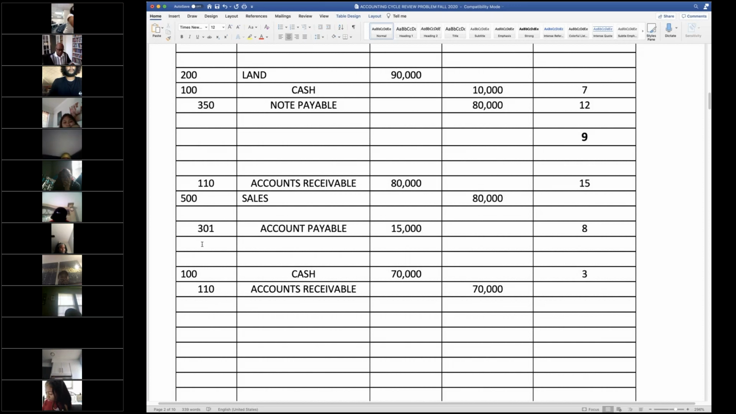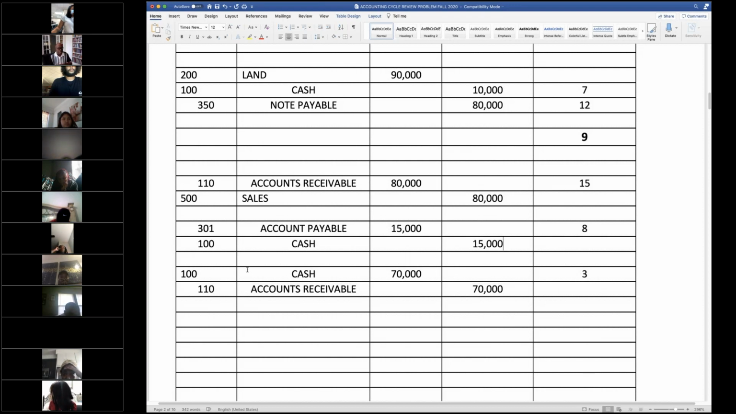The question is cash. So to me, if you collect something that's accounts receivable, right? Correct. So that means you're gonna debit cash, because you're collecting it, it's yours. So that's gonna be 70,000 debited to cash. Then you're gonna credit accounts receivable.